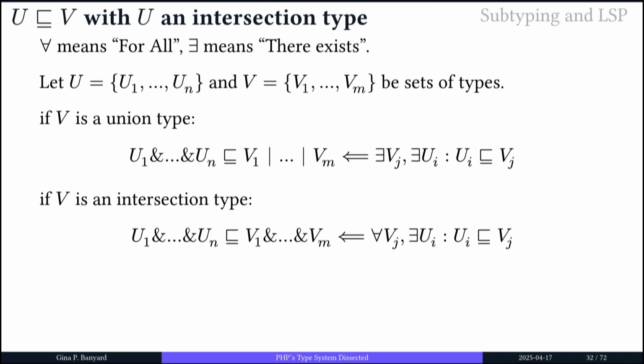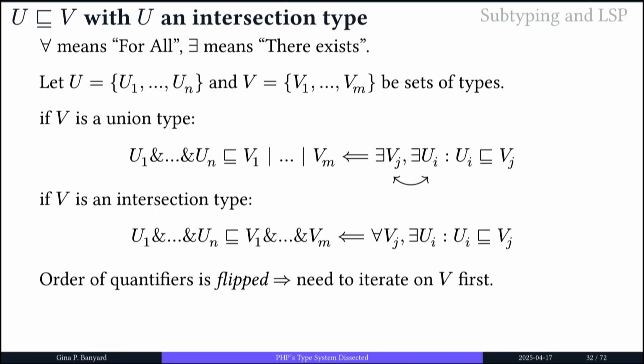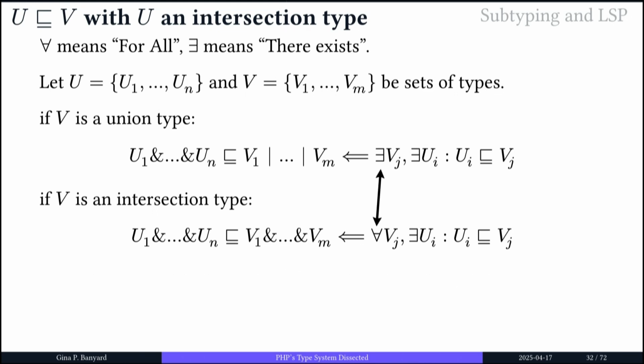So if U is an intersection, when is it a subtype of V? This looks extremely similar to the previous slide. The basic difference is that the order of quantifiers is flipped. So we need to check V instead of U first. We need to check the supertype first, which is what is constrained on. So we basically need to iterate on V first, on the supertype. And the other thing is that we also have the quantifiers, which are changed from one point to the other.